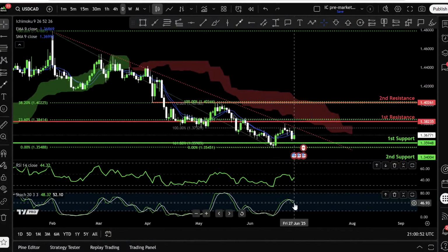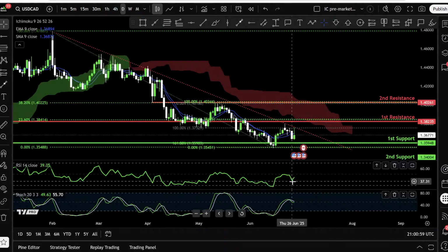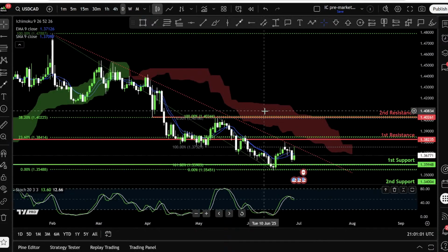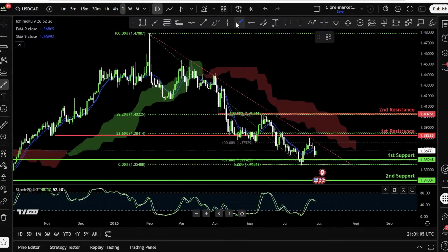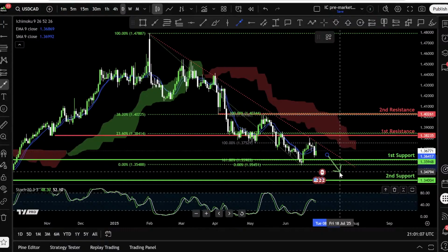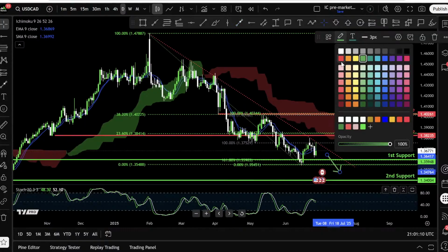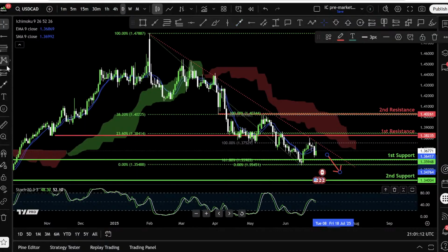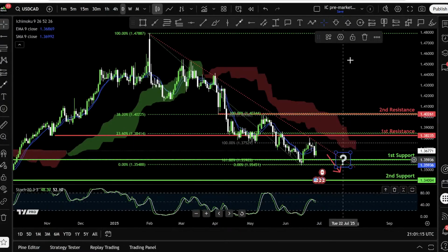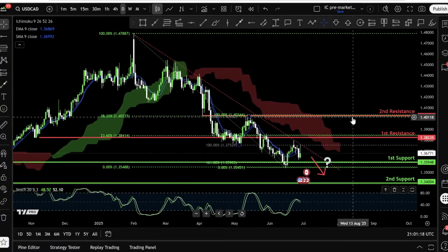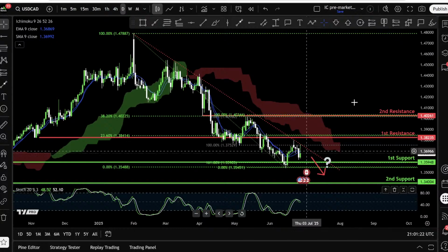Stochastic is giving us a bearish signal. It's moving downwards. RSI, however, you can see a slight uptick here, so I'm going to KIV for RSI. So I'm expecting prices to continue pushing downwards. Just be careful of that first support level there, where we might see a little bit of a rebound or bounce off of this level.